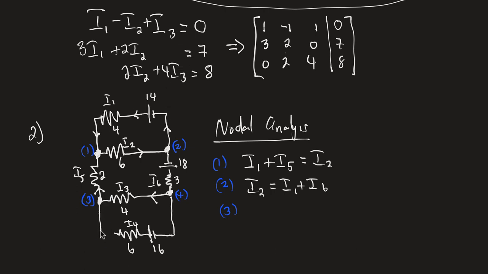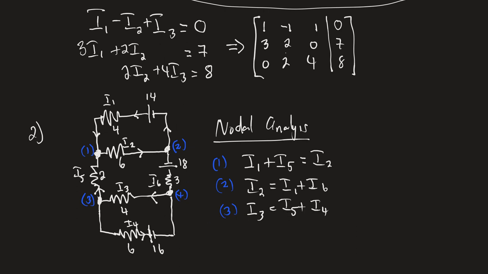Let me fix this. And then that arrow will be this way, right? So at node 3, we'll have I3 going in, right? So across, yep, so right here, I3 going in, and then going out, we have I5 and I4 down below. So I5 plus I4.